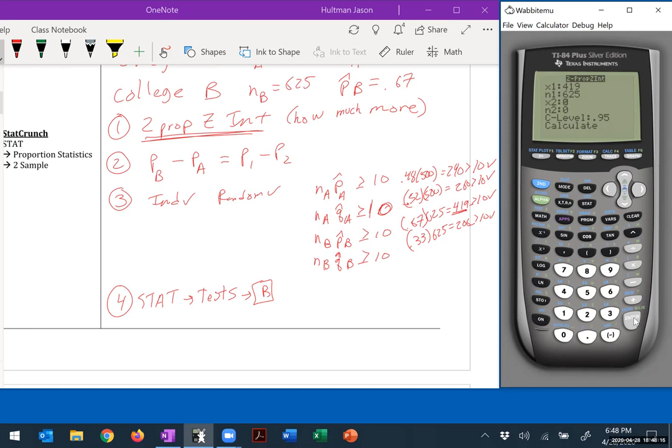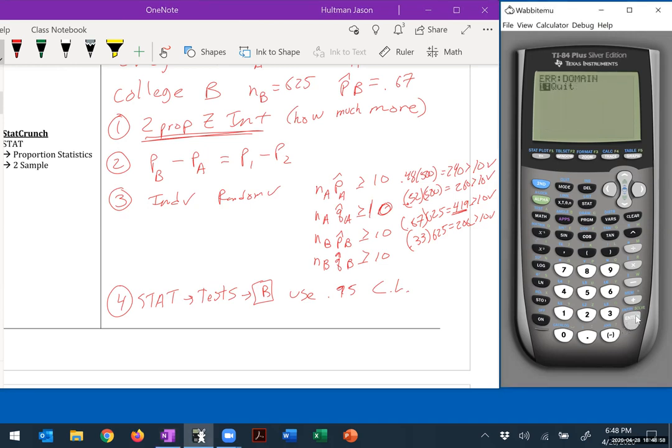X2 is going to be how many people are at 48%? That's 240. Those are my number of successes, people that drive to school in college A, and then this is going to be 500. And then we want a confidence level. They don't give us the confidence level, so we're just going to keep it at 0.95.